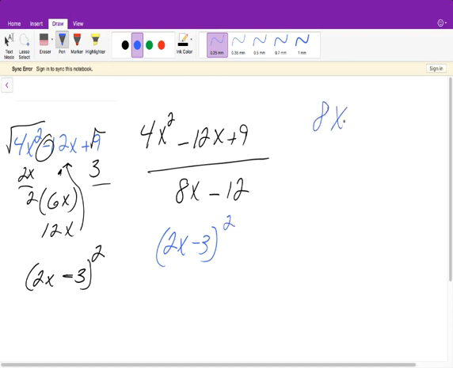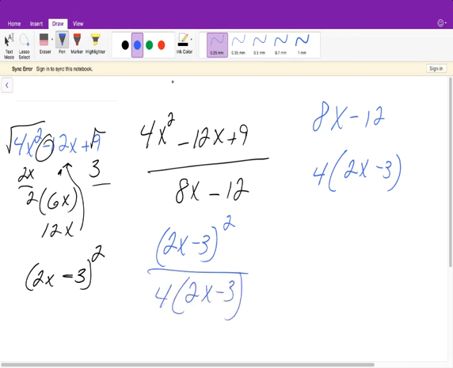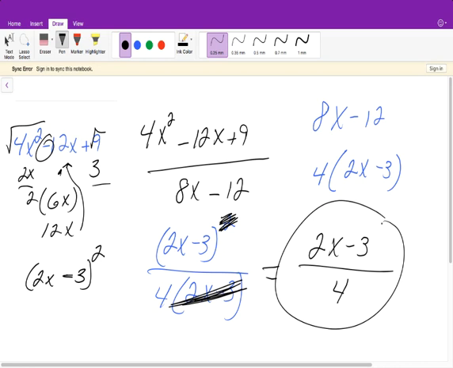Then we look to factor 8x - 12. Well, the first thing is GCF. 8 and 12 are divisible by 4, so we can factor out that GCF, and we're left with 2x - 3. So now we look to see, do we have any common factors? Well, we have a 2x - 3 and a 2x - 3, so this 2x - 3 can cancel out one of them. So that means we're left with one more 2x - 3 in our numerator and the 4 in our denominator, and that is our final answer.